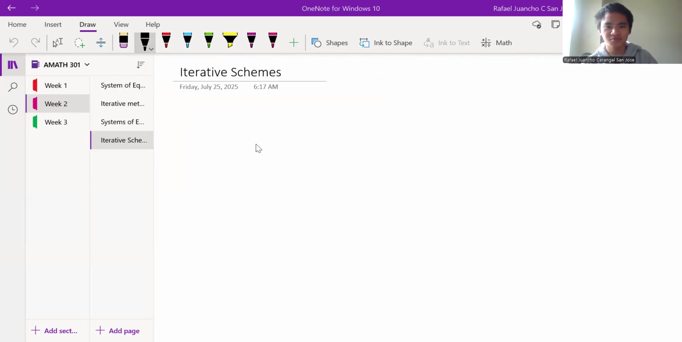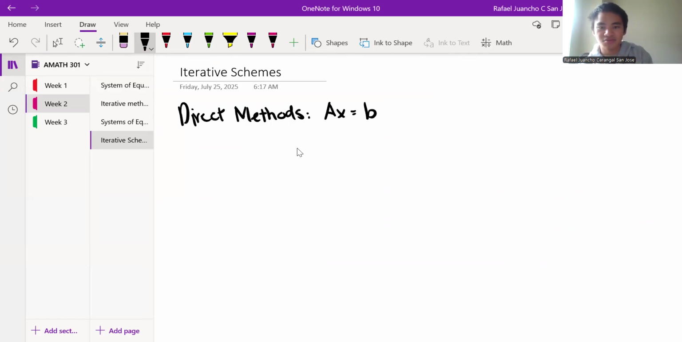So in a previous video, we talked about this idea of direct methods, right? We talked about direct methods. And what are these? Well, say we're given a linear system AX equals B. And what happens here? Well, we solve for X, which means we just get the inverse of matrix A times vector B, right?